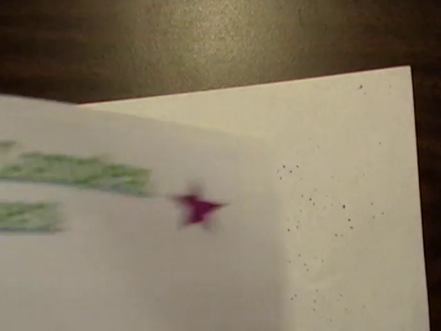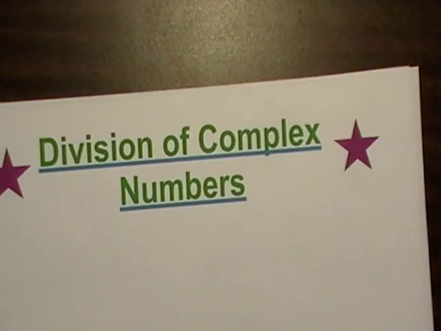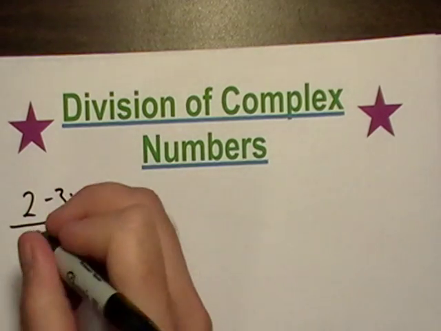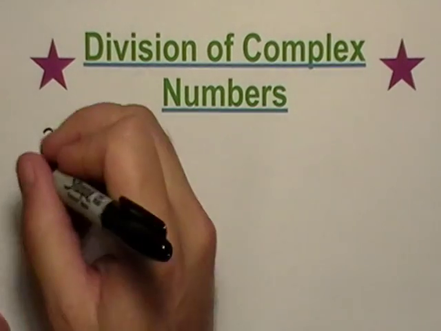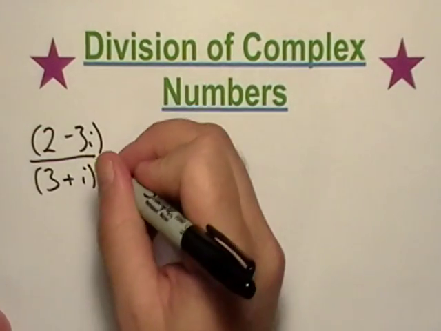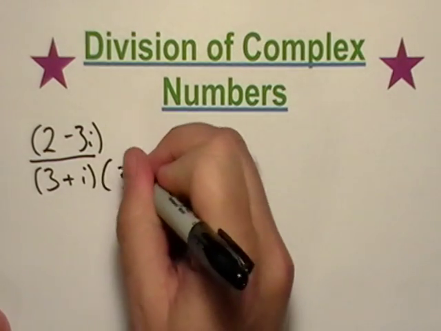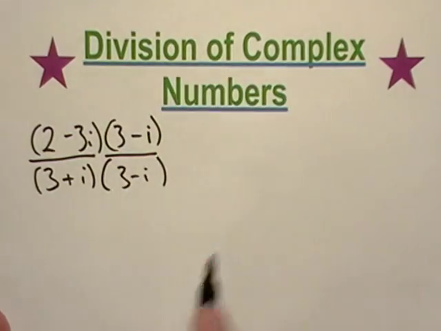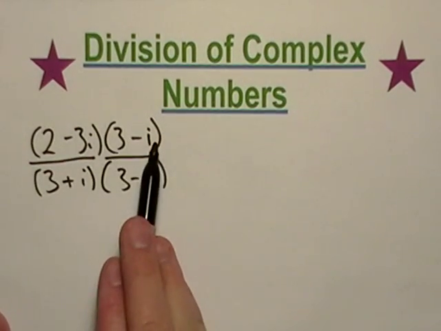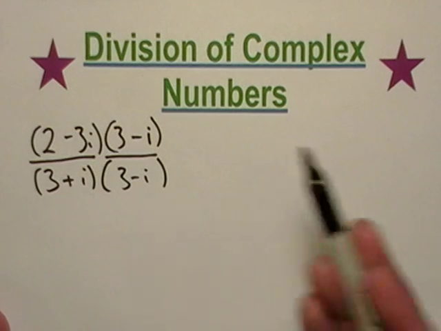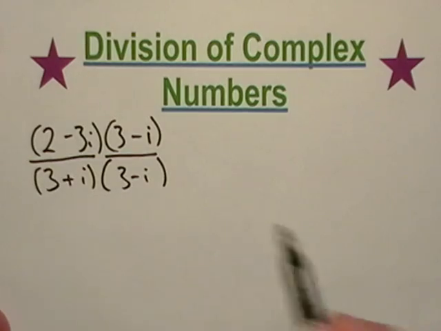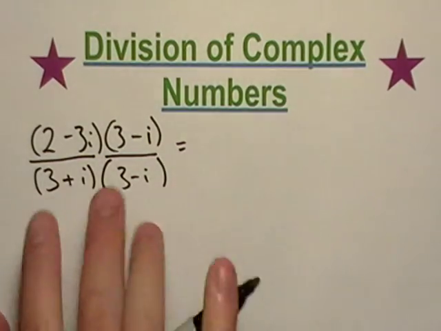Let's do another one. Okay, so here we go. All right, so what's the conjugate in this one? 3 minus i. Notice how this right here, 3 minus i over 3 minus i, is just 1. So all I'm doing, I'm just multiplying this thing by 1. And it's a fraction.